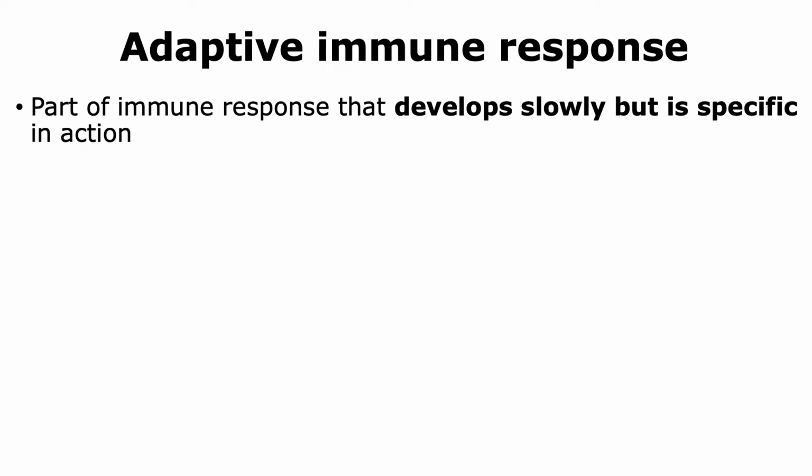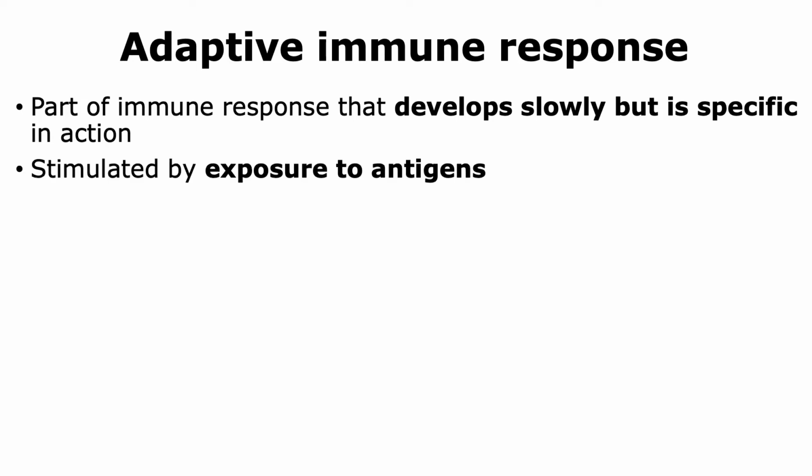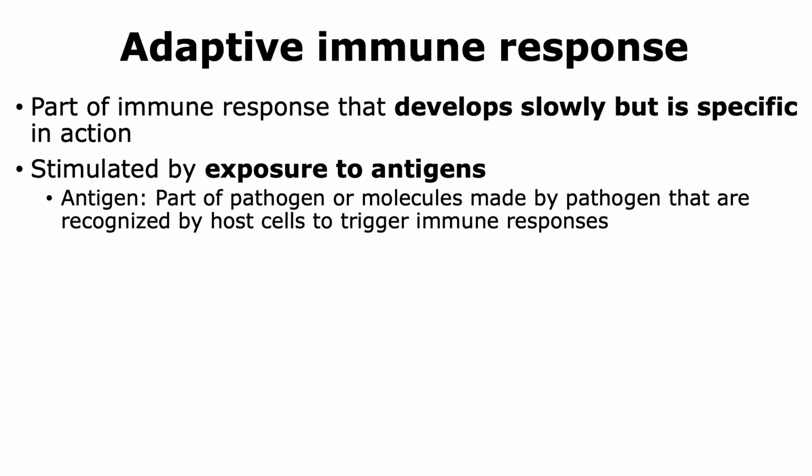The adaptive immune response differs from the innate immune response in that it develops slowly. However, it is very specific in its action. And so the adaptive immune response is the one that is able to differentiate between different types of pathogens, while the innate immune response is unable to do so. The adaptive immune response is stimulated by exposure to antigens. Now, antigens can be part of a pathogen or molecules that are made by a pathogen, and these are recognized by host cells to trigger the adaptive immune response.